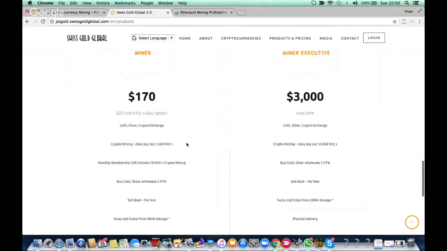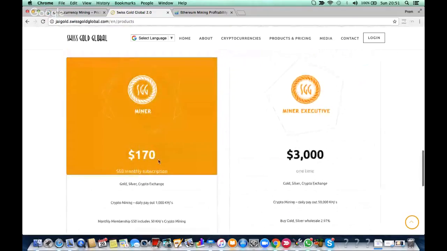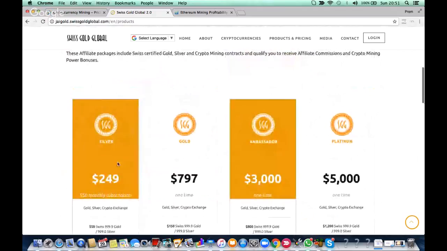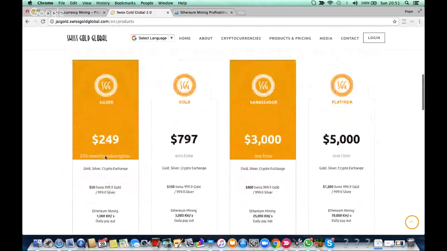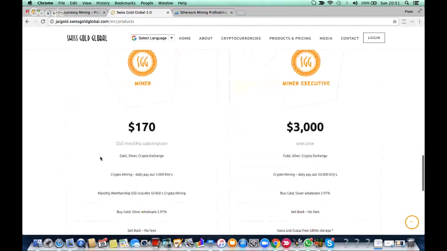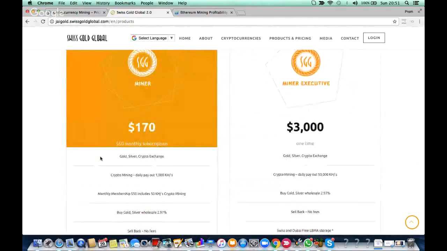There are other packages here also. There's the miner package at 170. Again, the miner and the silver are exactly the same, except in the silver level affiliate membership, you've got a bit of metal in there. And each month in your $50, you get a little bit of metal given to you. Whereas in the miner package, there is no metal whatsoever, not even upfront.